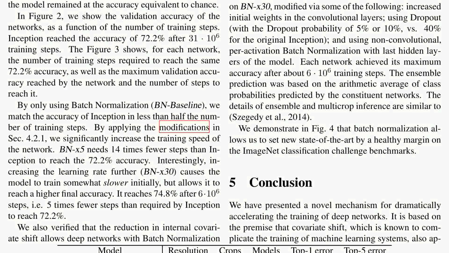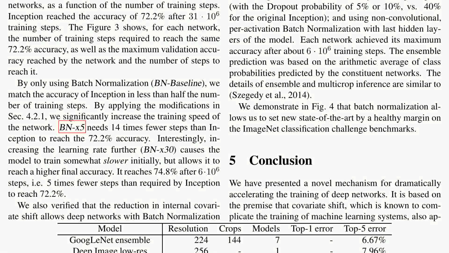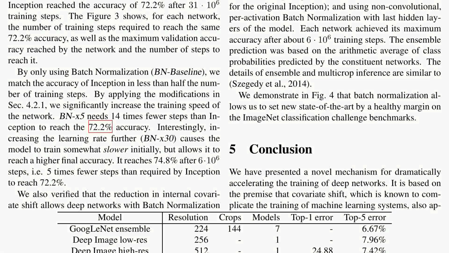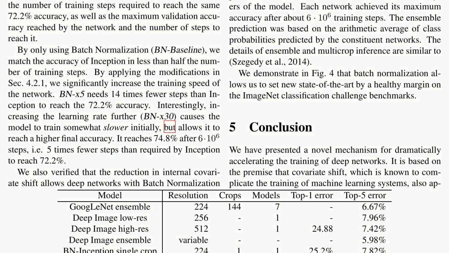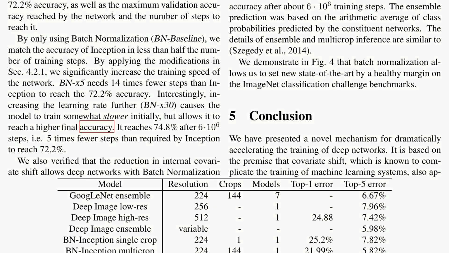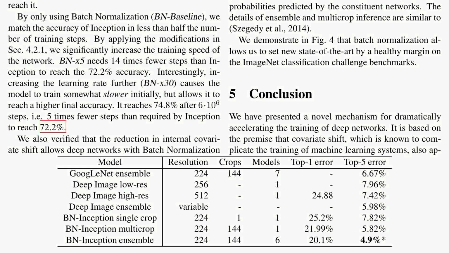By applying the modifications in Section 4.2.1, we significantly increased the training speed of the network. BN-x5 needs 14 times fewer steps than Inception to reach 72.2% accuracy. Interestingly, increasing the learning rate further, BN-x30, causes the model to train somewhat slower initially, but allows it to reach a higher final accuracy. It reaches 74.8% after 6·10^6 steps, i.e. 5 times fewer steps than required by Inception to reach 72.2%.